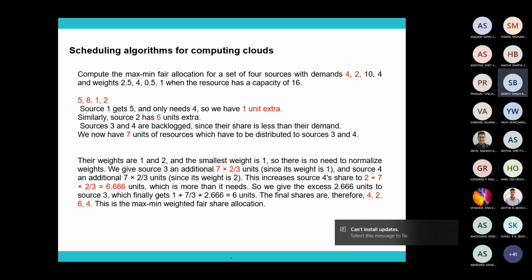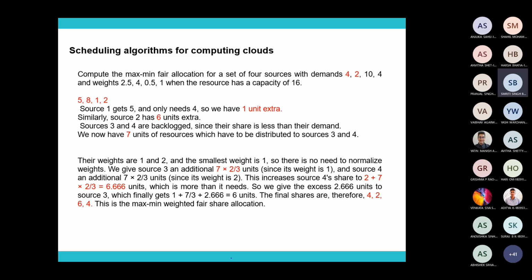Yes, sir. Yeah, 1/3 of 7 and 2/3 of 7. 1/3 of 7 is 2.33. Is it correct? And 2/3 of 7 is 4.66. When you add that, you will get 7 only, right? Yes, sir. Okay. Now you just add the extra to sources 3 and 4.